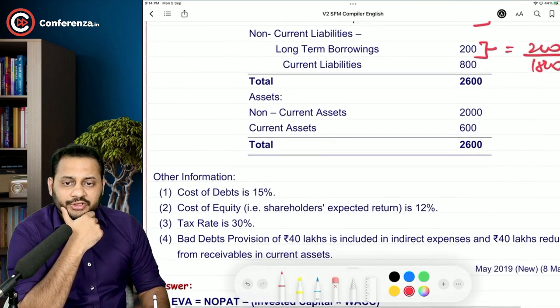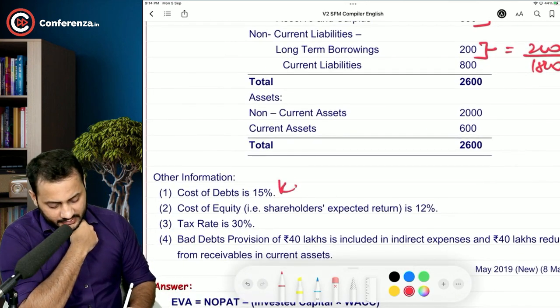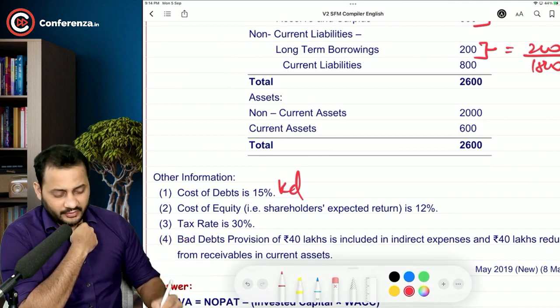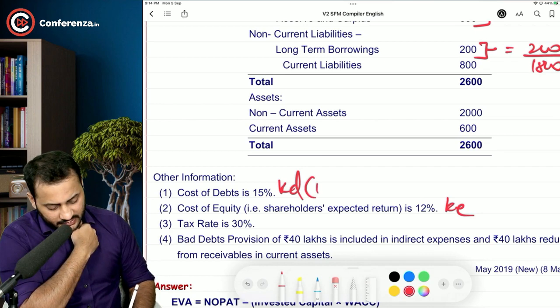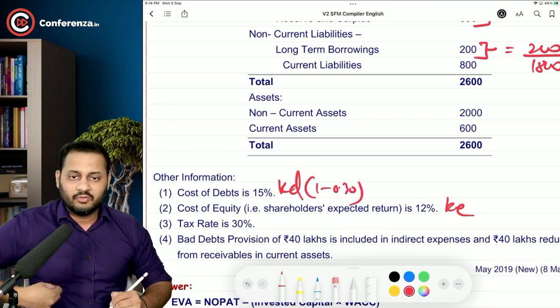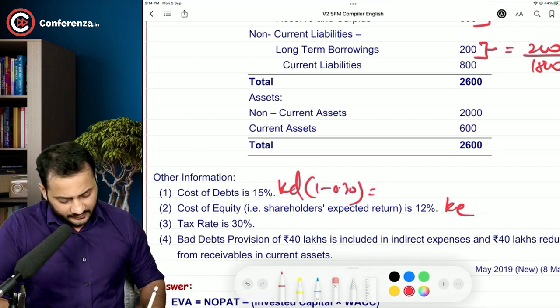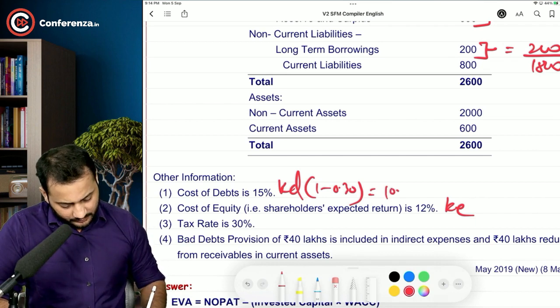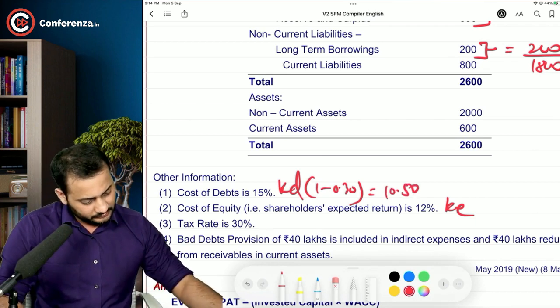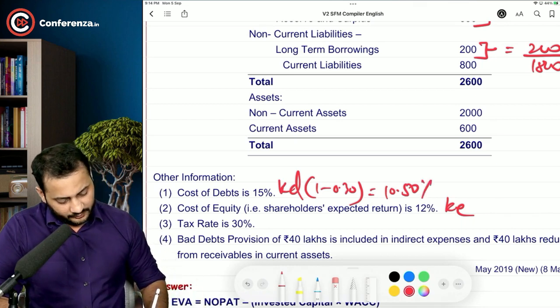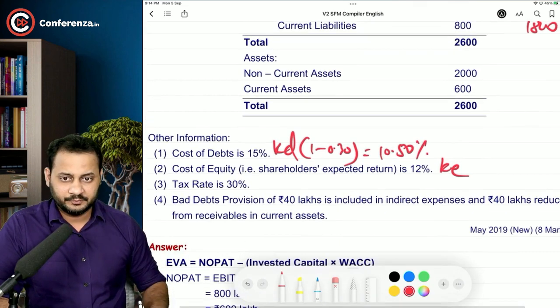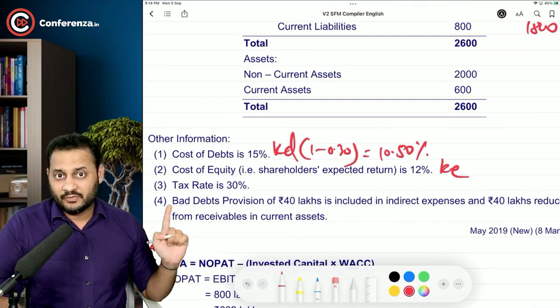What else is in the question? Cost of debt is 15%. Good. Cost of equity is 12%. Tax rate is 30%. That means 1 minus 0.30. What will be the after tax cost of debt? 10.5, I think. 10.5% is the after tax cost of debt. Cool. Bad debts.